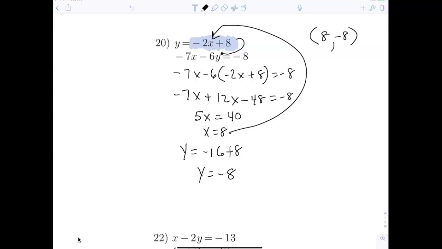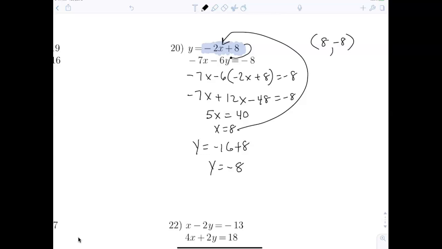All right. So now, let's go back. We know this is going to be y1. So everybody type in y1, negative 2x plus 8.